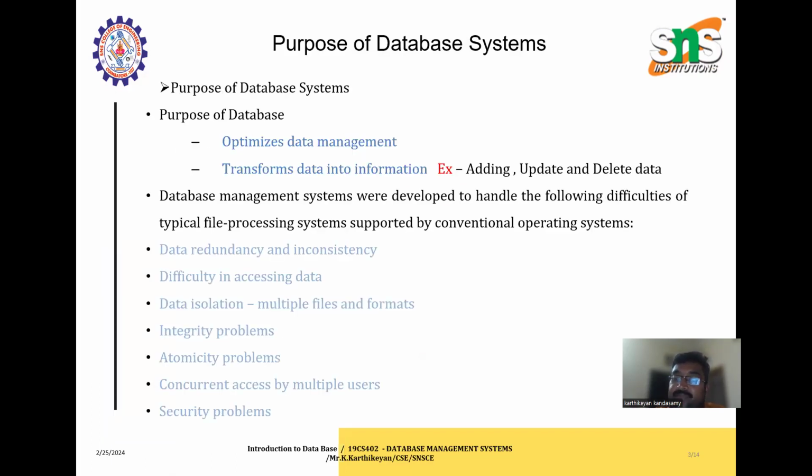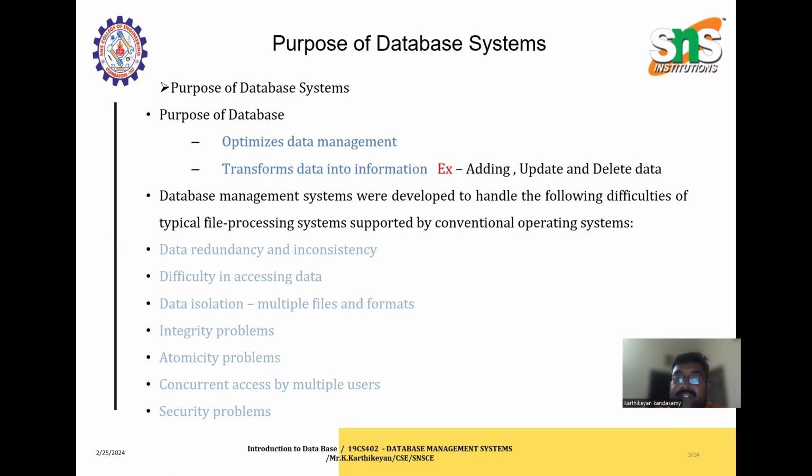So the purpose of a database is most important. In olden days, the file system was called the conventional system, versus your database management system. The purpose of a database is to optimize data storage in your database server. Second, the transformation of data into information. For example, adding, updating and deleting the data easily in your database server. But the file system is a very huge process in this area.